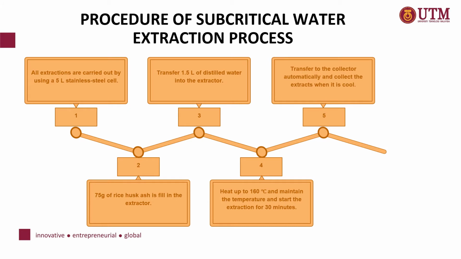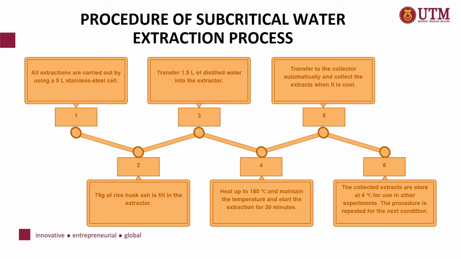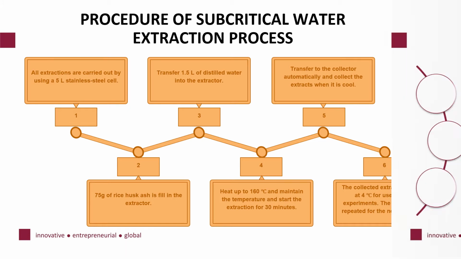Then, it will transfer to the collector automatically and the residue in the extractor is recovered with the aid of nitrogen gas. Then, collect the extracts when it is cool. The collected extracts are stored at 4 degrees Celsius for use in the subsequent experiments. The procedure will be repeated using different conditions.